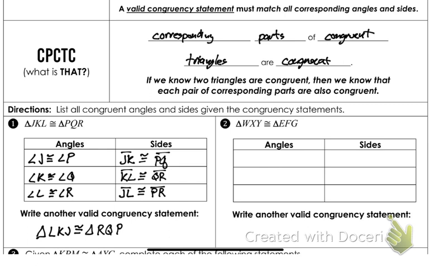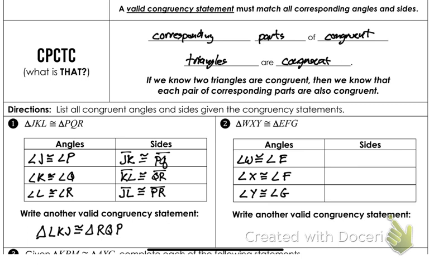Do number 2, if you haven't already. I'm telling you right now, this is a test question on the quiz. Not on the angles. It looks like everyone got angles. We got a little tripped up on sides for some people. So our angles would be angle W is congruent to angle E. Angle X is congruent to angle F. And finally, angle Y is congruent to angle G.